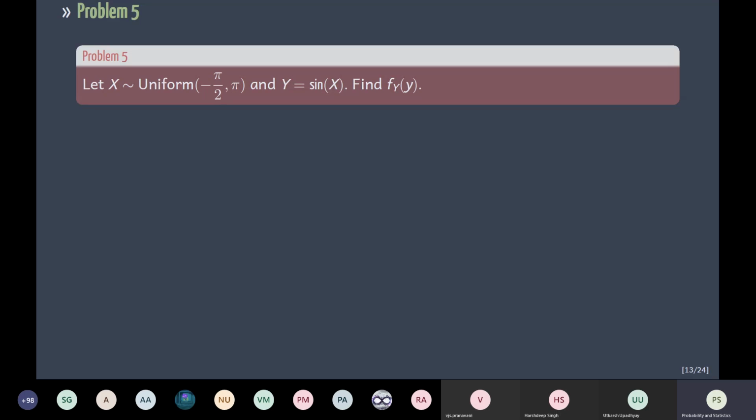Problem 5 says that x is uniformly distributed with parameter a equal to minus pi by 2 and parameter b equal to pi, and y is sine of x. Now find the PDF of y. This is one of those problems where we would like to invoke the method of transformation. That's something we saw in the last class also, but this is one of the cases where it's not strictly monotonic.